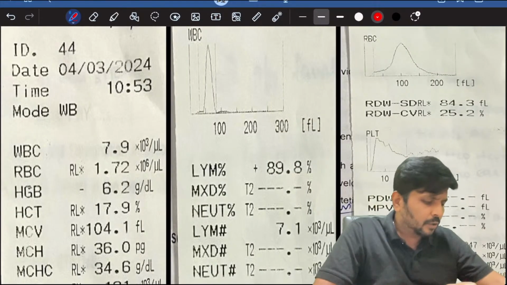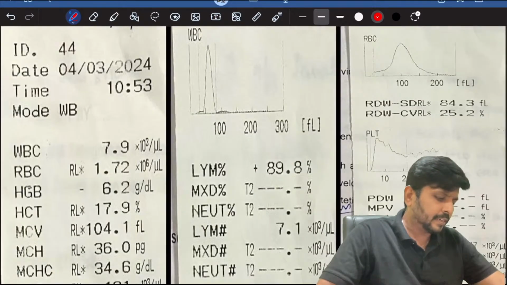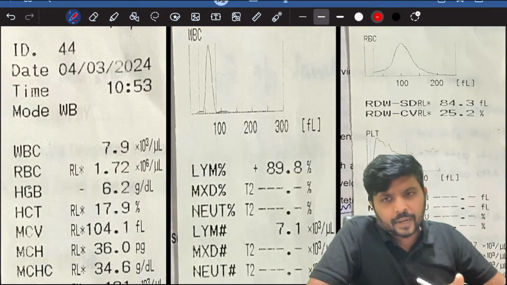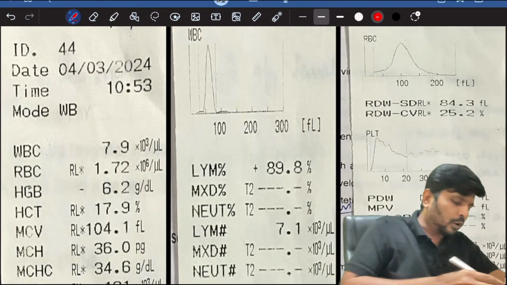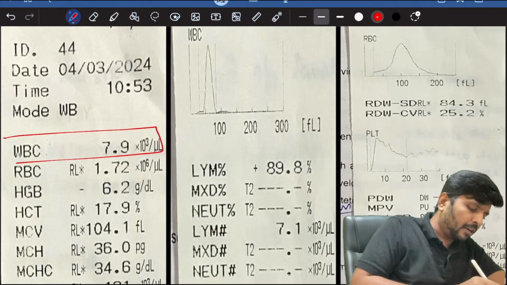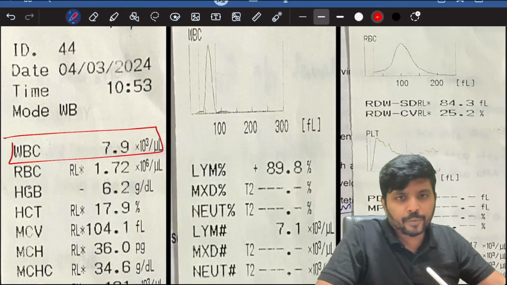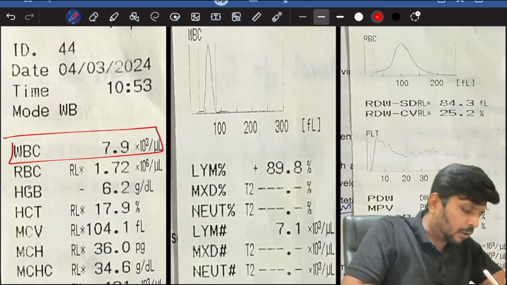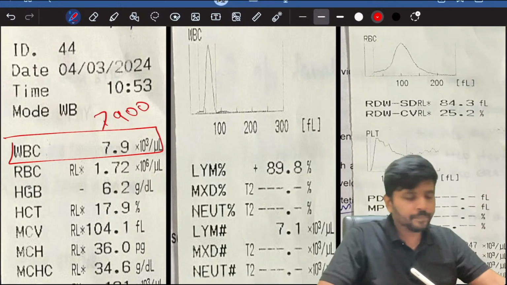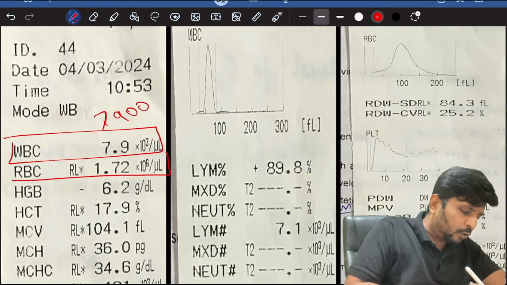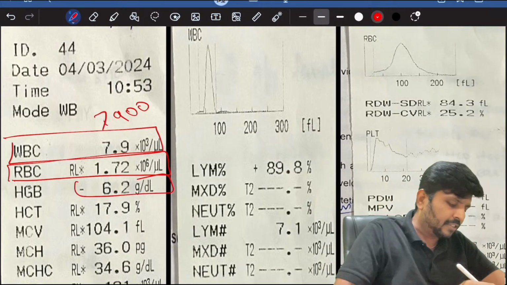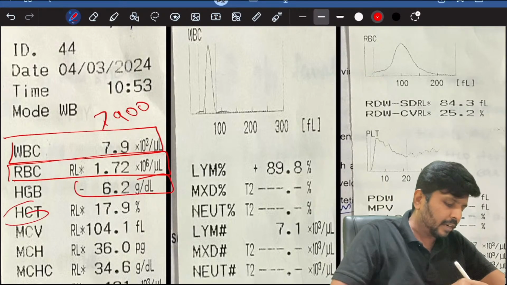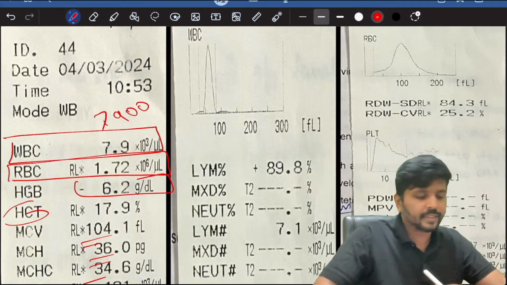So what is this? Look at this. This is how a report will be given by the automated hemogram. So look at this. This is your WBC, number of cells per cubic millimeter. Here the count is 7,900 cells per cubic millimeter. RBC is very, very low. It is just 1.5 million. Your hemoglobin is 6. Your hematocrit, MCV. So many things are there.